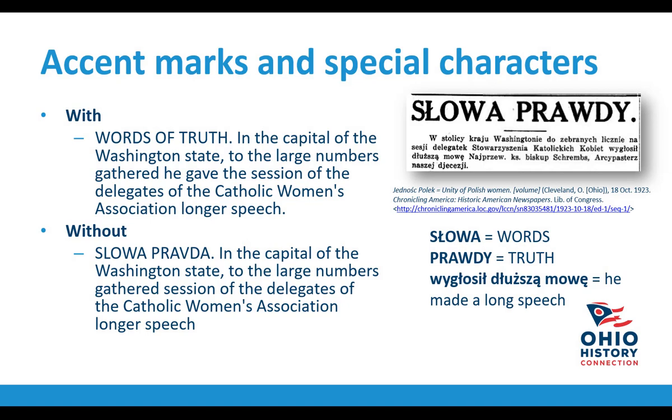I just mentioned that Chronicling America doesn't require that you include accent marks or special characters in your search terms. You can just use the English equivalent, but accent marks and special characters do make a difference when you are translating. See the example here from a Polish language newspaper. With the special characters, all words have been translated into English. Without, some words have not been translated at all, like words of truth and he made/he gave.